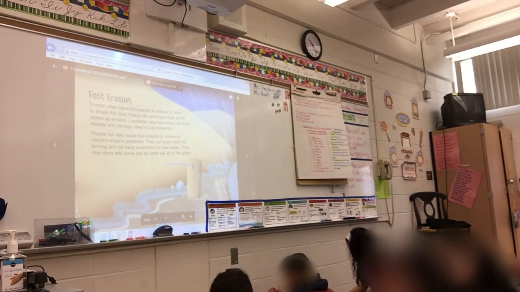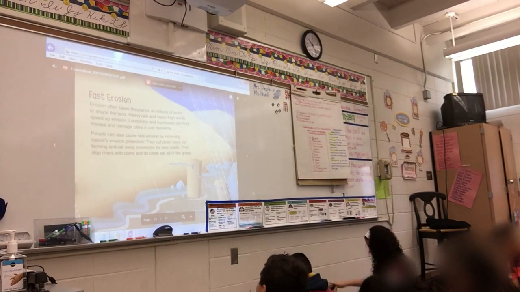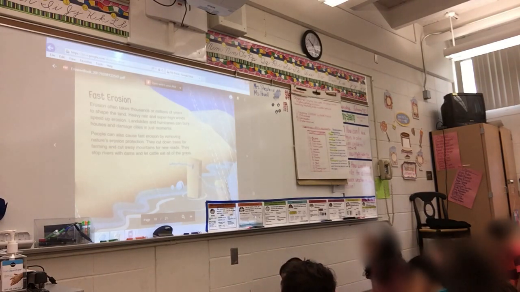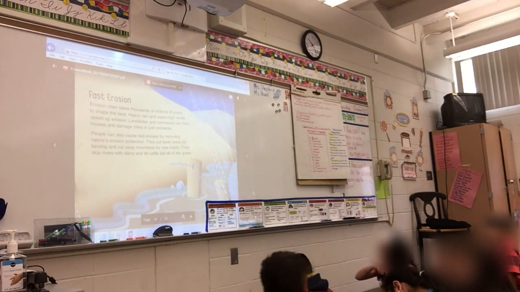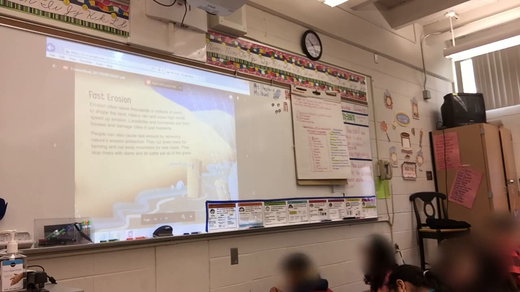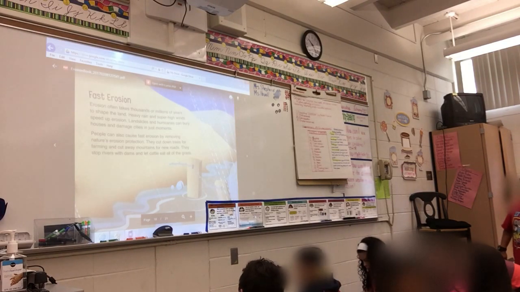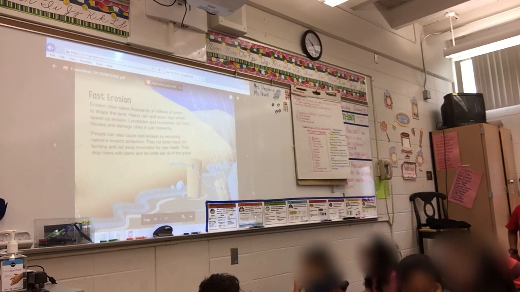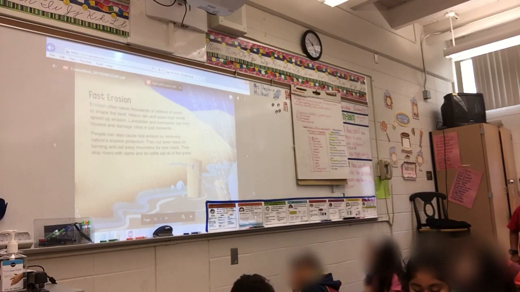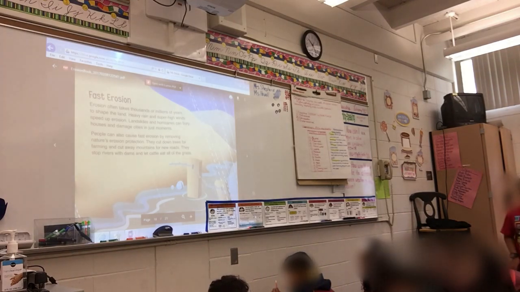Alright, fast erosion. Want to come over here and read it to me, please? The first paragraph. Erosion often takes thousands of years to shape the land. It needs super energy. Very excited. Good job.